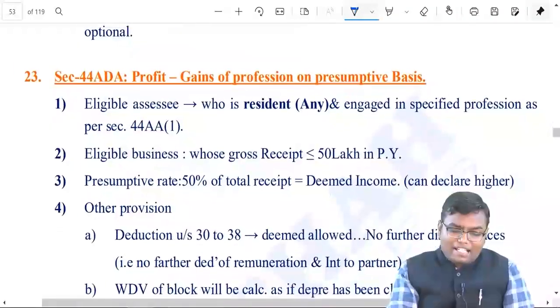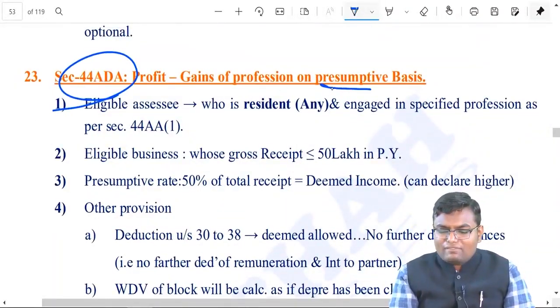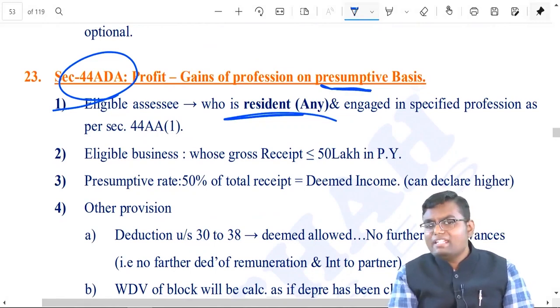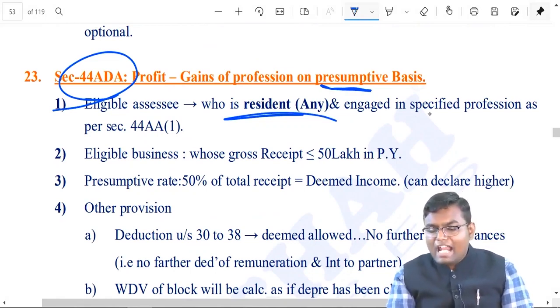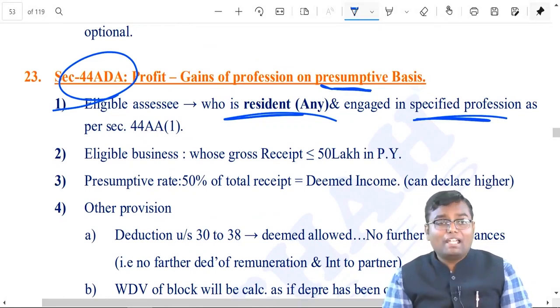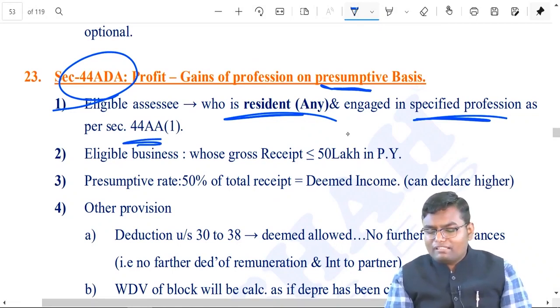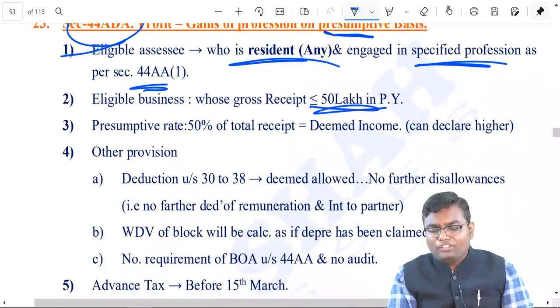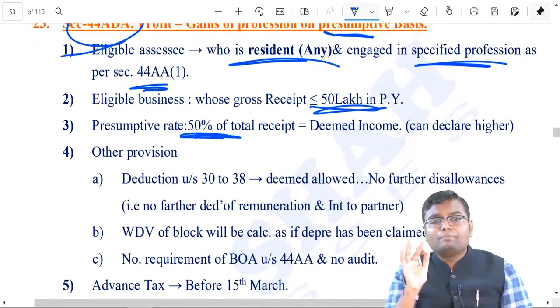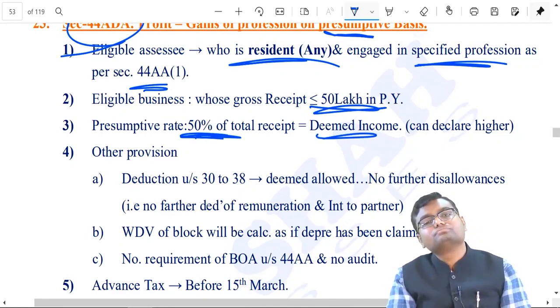A very similar section is 44ADA, but it is for a person who is resident. It may be any resident person having a specified profession which is mentioned under 44AA. If your gross receipt during the previous year is less than or equal to 50 lakh, you just need to apply 50% of your gross receipt. It will be your deemed income.